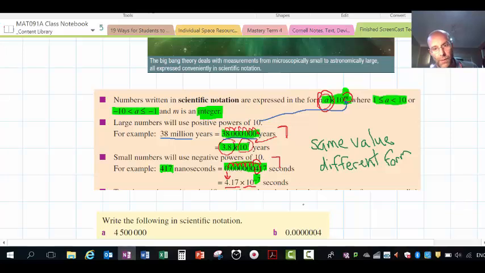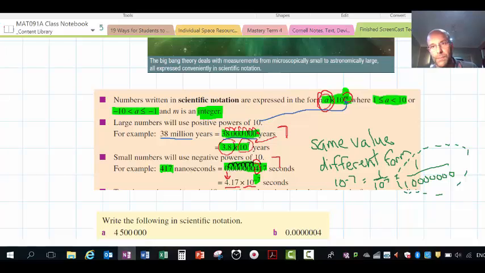Why is it negative? Well, think about the negative index law. 10 to the negative 7 is a very small number, because you know that it's 1 over 10 to the positive 7. And that's 1 over a very big number. Okay, so that makes sense. If we times 4.17 by that very, very small number, you get a very, very small number of nanoseconds.